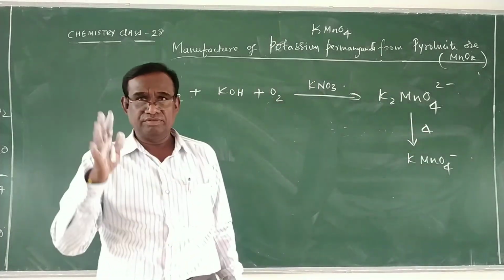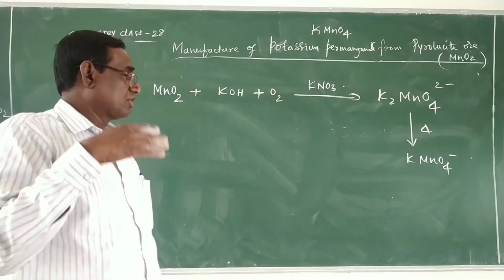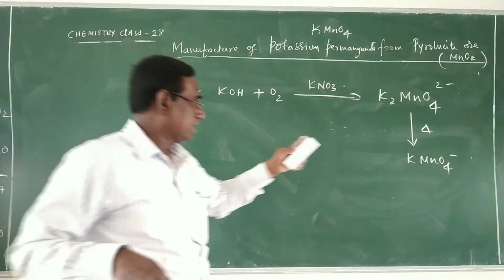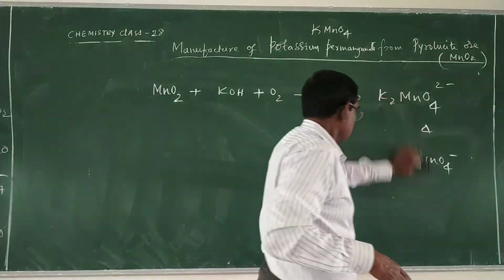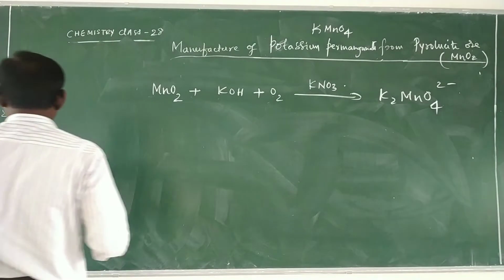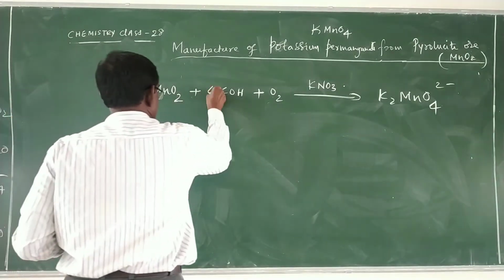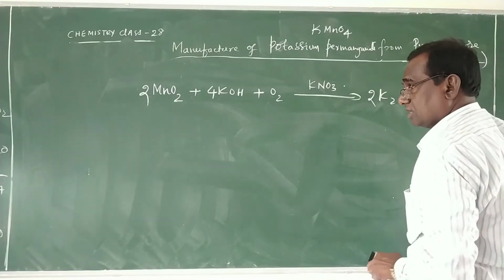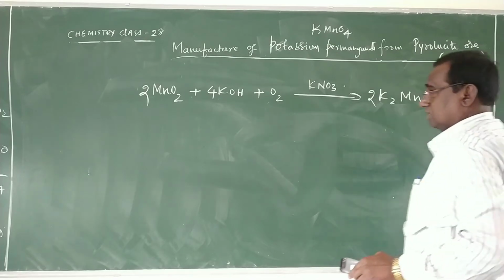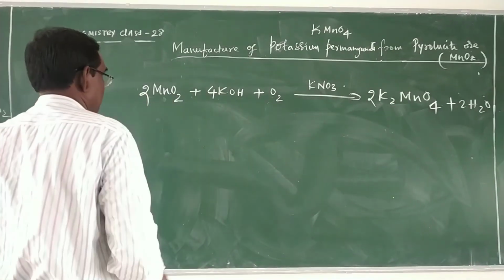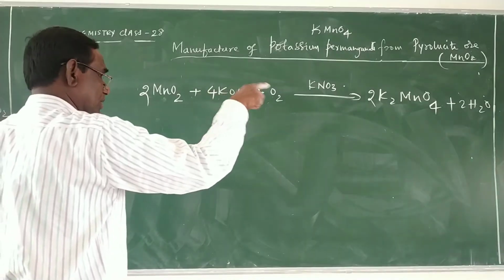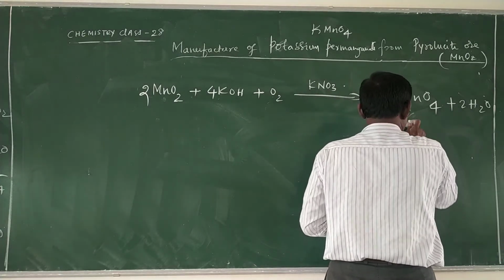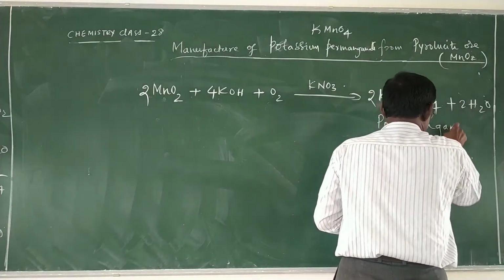First step, write the equation. And for the second equation, you write that potassium manganate further undergoes a disproportionation reaction, giving potassium permanganate. In the first step, 2MnO2 plus 4KOH plus O2, you will be getting 2K2MnO4 plus 2H2O. This is called potassium manganate.